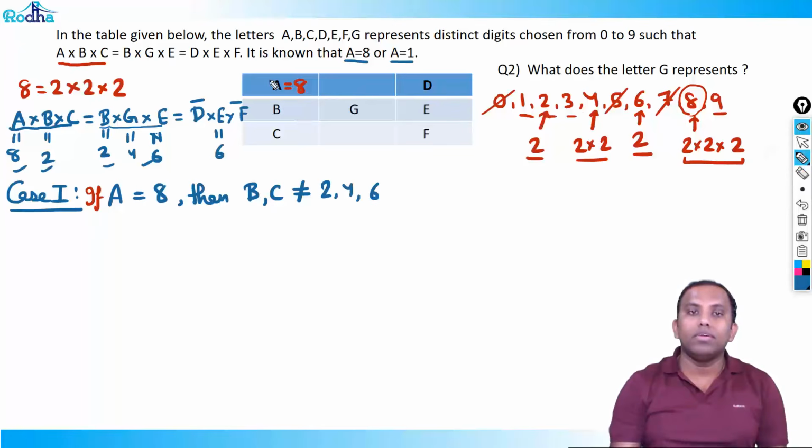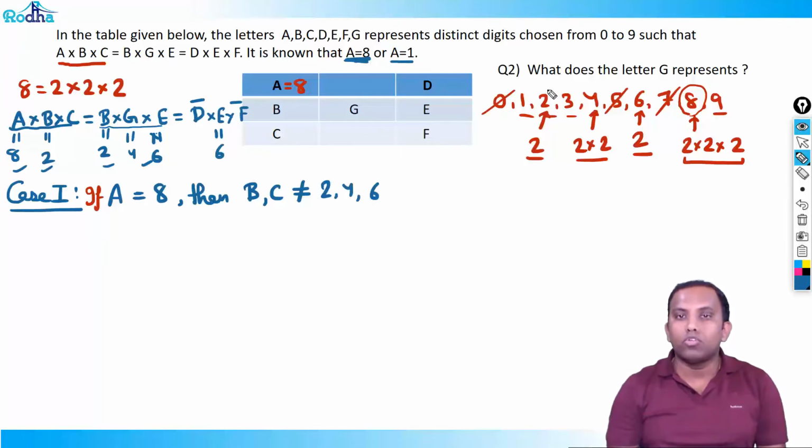That's why I've written here that in this full column, if A is equal to 8, that is the first case, then B and C cannot be equal to 2, 4, 6, right? So okay, A is equal to 8 I am putting. So what is the value of B then? If B and C cannot be equal to 2, 4, 6, what are the values left for them? 3, 9 and 1. The values left for them are 3, 9 and 1.